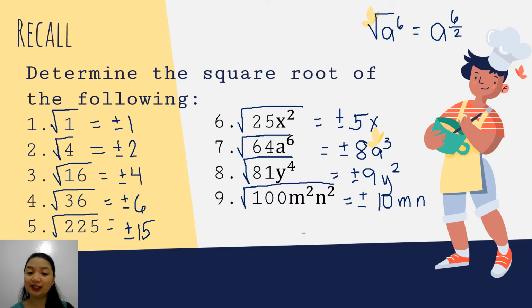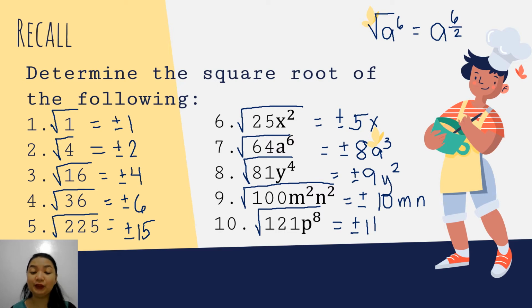And then for our last review, we have 121 p to the 8. So let us get the square root of this number, which is 11, correct? So we have positive, negative 11, and then p to the 8. So similar to a to the 6 a while ago, we are going to divide the exponent by 2. So positive, negative 11p to the 4th power. So there you have it. That is how we get the square root of a term.